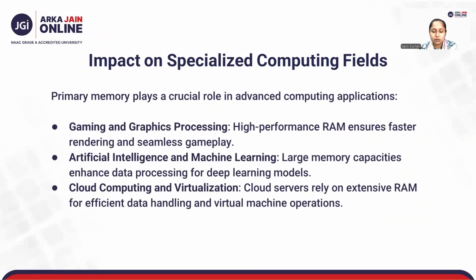Next, we have the impact on specialized computing fields. Primary memory plays a crucial role in advanced computing applications. Gaming and graphics processing: high performance RAM ensures faster rendering and seamless gameplay. Artificial intelligence and machine learning: large memory capacities enhance data processing for deep learning models. Cloud computing and virtualization: cloud servers rely on extensive RAM for efficient data handling and virtual machine operations.